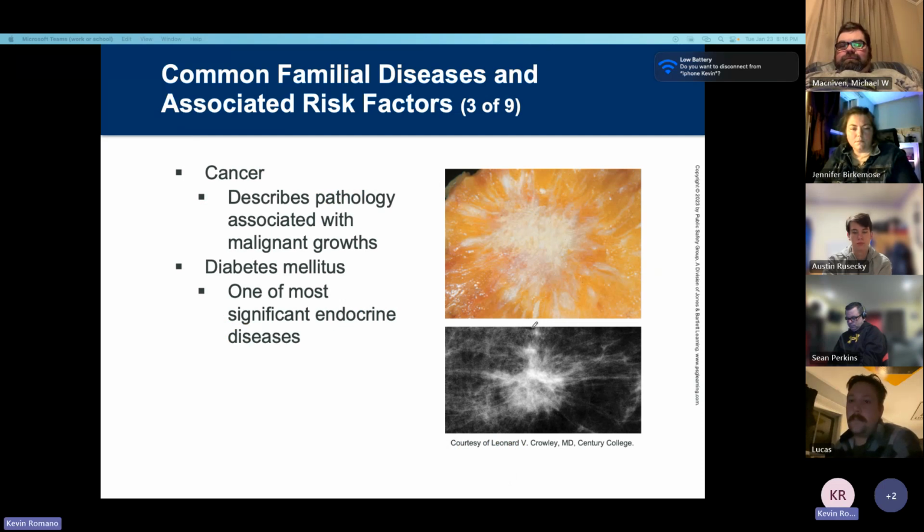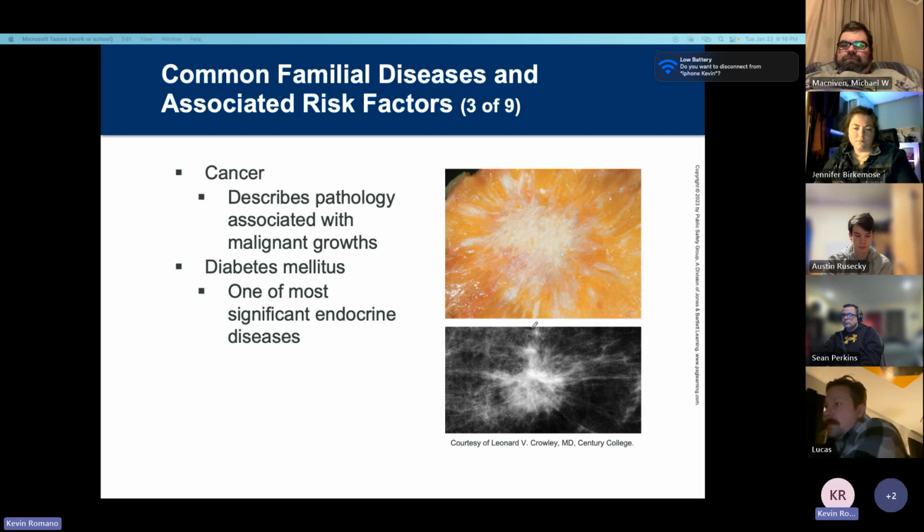All right, so cancer describes the pathology associated with malignant growths, right? So neoplasms in various anatomic areas. Prognosis often depends on the extent of its spread, so metastasis, and the effectiveness of the treatment. A major risk factor associated with lung cancer is cigarette smoking. Breast cancer is the most common type of cancer among women, right? And colorectal cancer is the third most common type of cancer in men and women together.